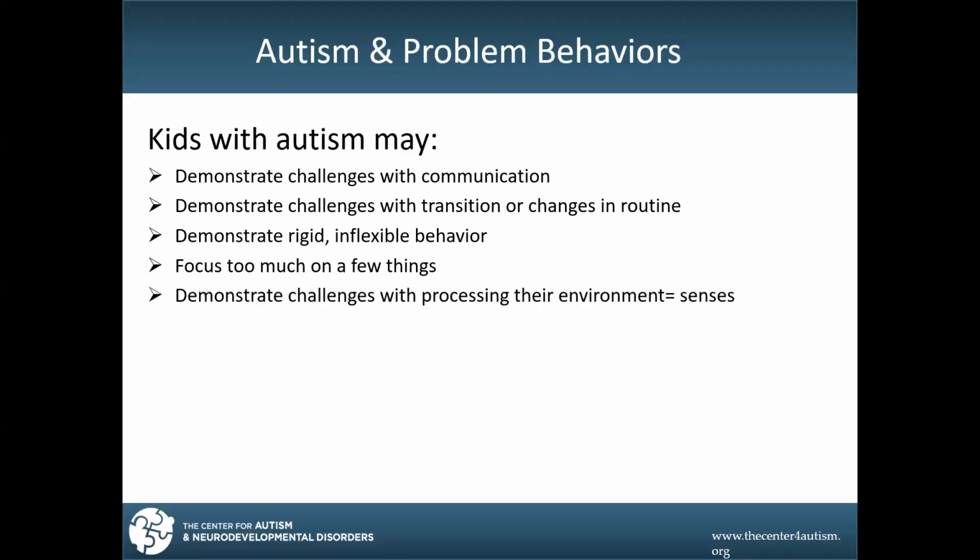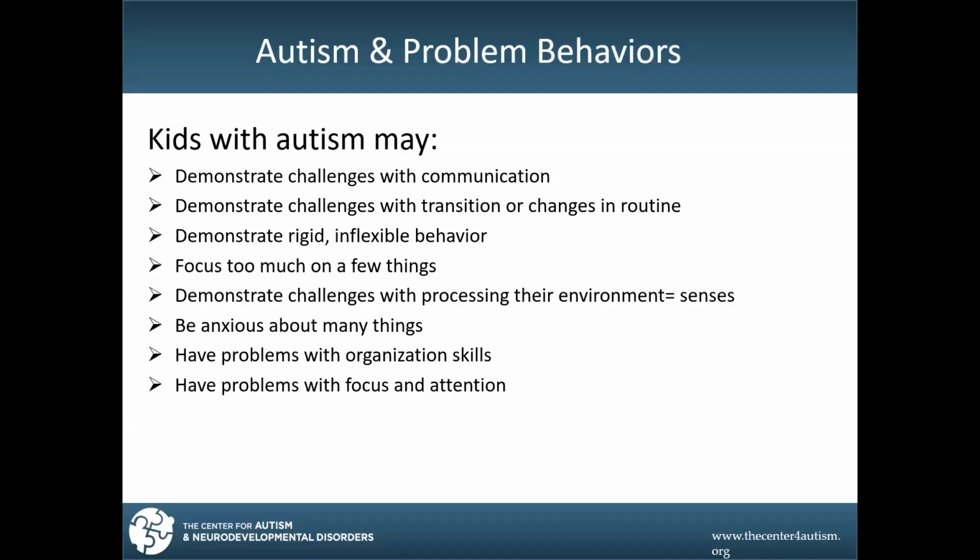Next, children with autism often demonstrate challenges with processing their environment. For instance, they may have sensitivity to sounds, lights, or textures, which may cause discomfort and in turn lead to challenging behavior. Other examples include anxiety about many different things, trouble with keeping organized, challenges with focusing and attending to tasks, and appearing hyperactive or tired. One or more of these things can set the occasion for problem or unwanted behavior to occur.